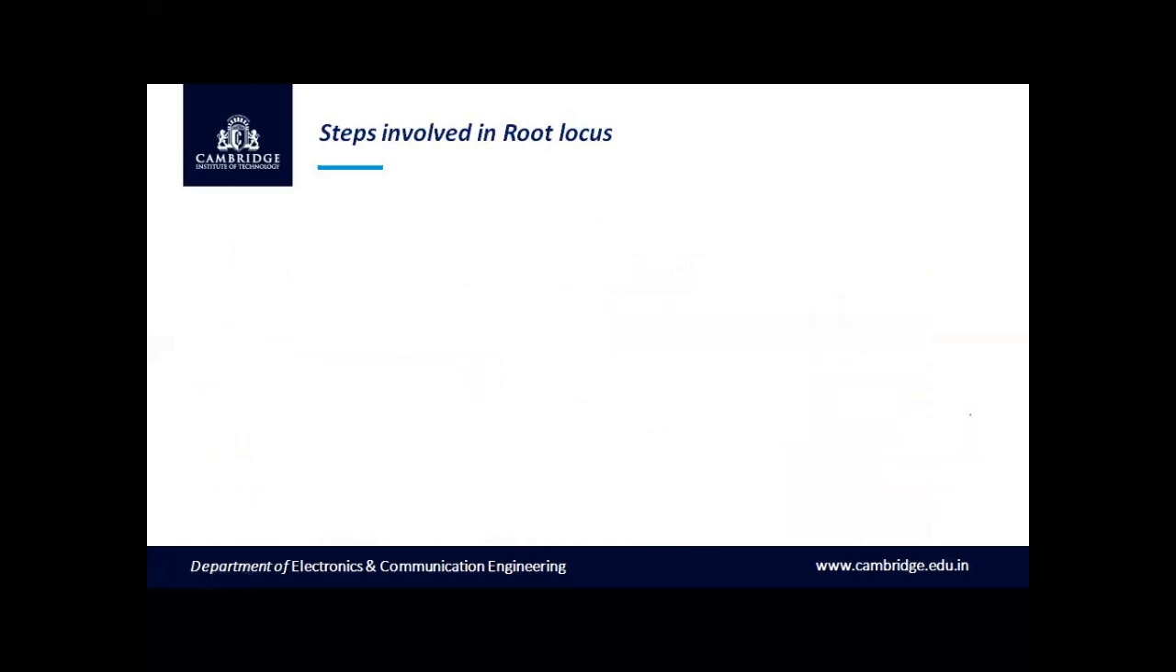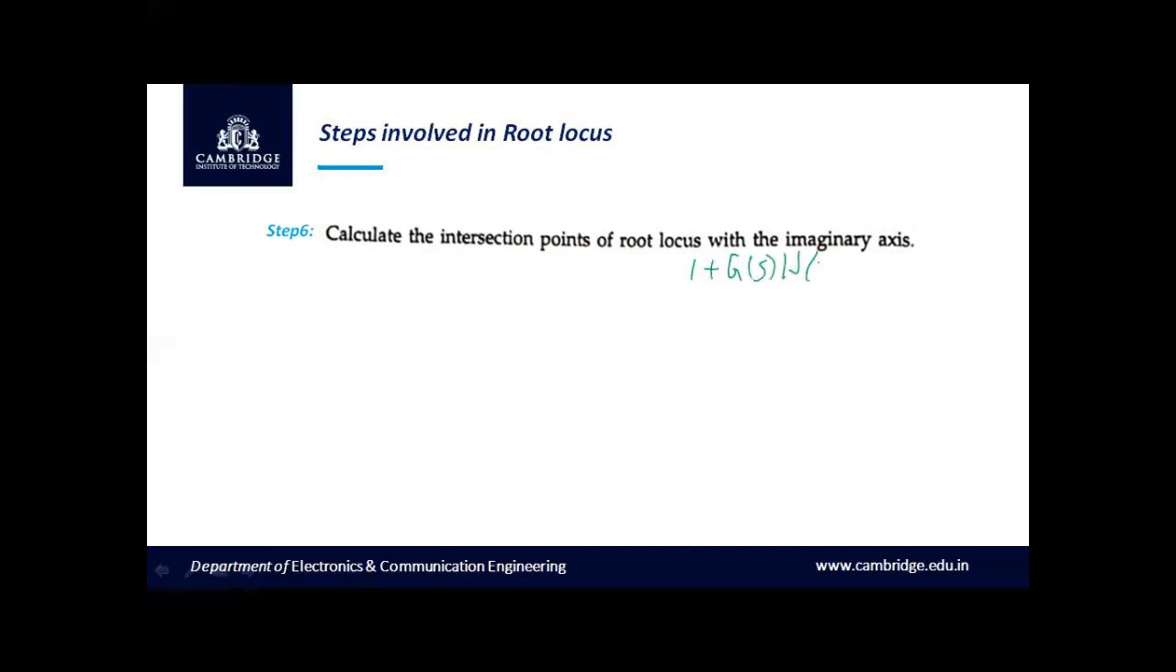Moving on to step number 6, we have to calculate the intersection point of root locus with the imaginary axis. We have a procedure. We have to make use of the Routh array. The first step is to write the characteristic equation 1 plus G(s)H(s) equal to 0. Then we have to formulate the Routh array. And after generating the Routh array, we have to calculate the range of k, which determines the stability of the system. And exactly we have to find k margin, which makes the system marginally stable. And we have to calculate the roots on the imaginary axis.